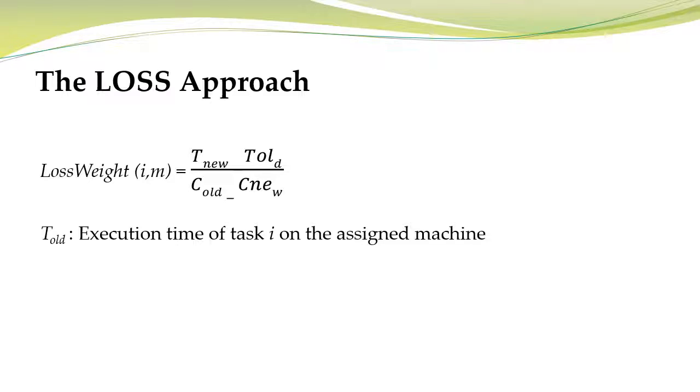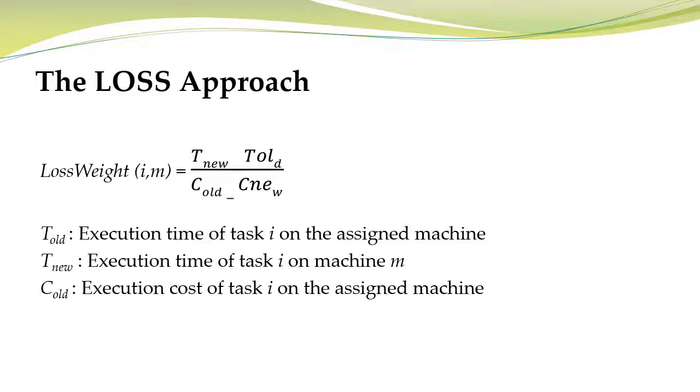T old is the execution time of task I on the assigned machine, which is created by either HEFT or HBMCT algorithms. T new is the execution time of task I on machine M, and C old is the execution cost of task I on the assigned machine, which again was created by HEFT or HBMCT, and C new is the execution cost of task I on machine M.